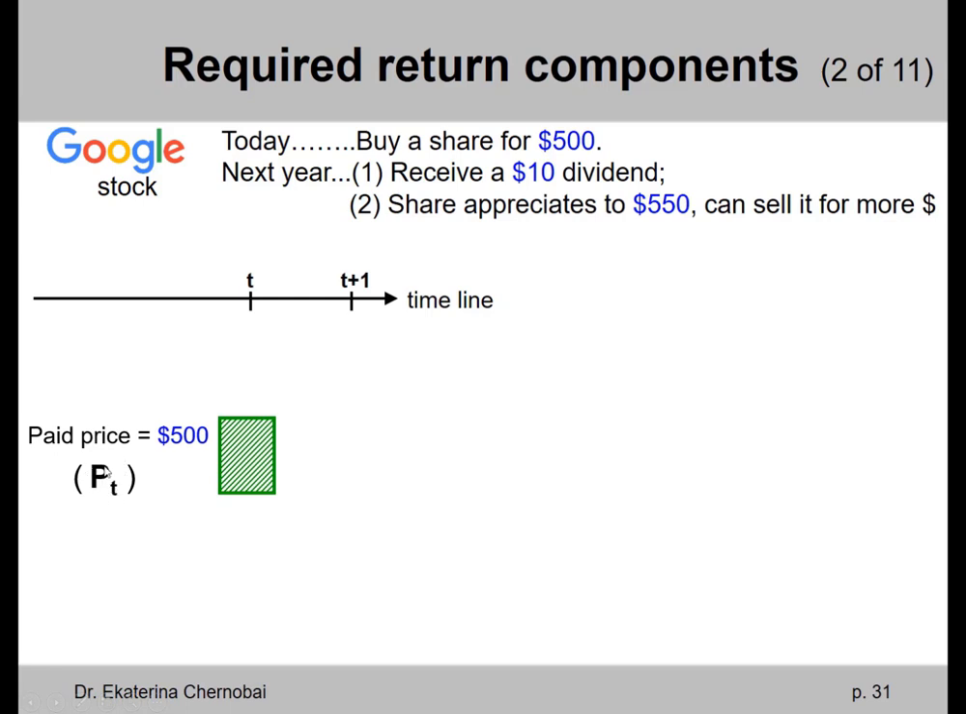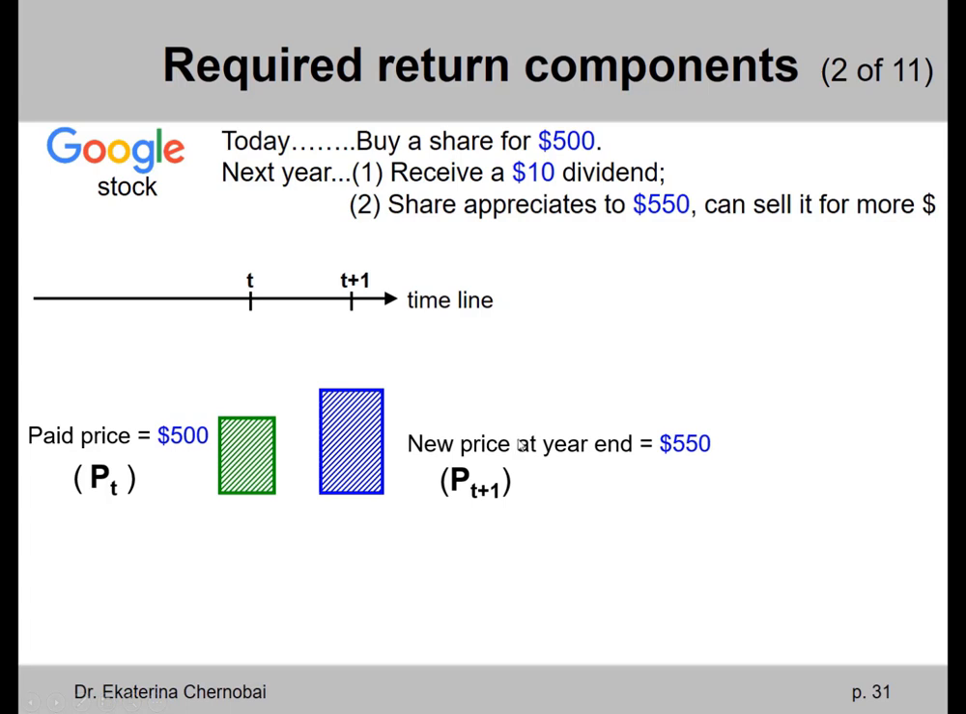So that's capital P subscript t, price at time t, kind of more generally. And then at time t plus 1, so one time period later, the price will go up. So the new price will be $550 in our example. That's capital P subscript t plus 1, right? Price in time t plus 1. And also, there's one more thing that you will be receiving over this time period, the dividend. It's $10 in our problem. So that's D, capital D, subscript t plus 1.